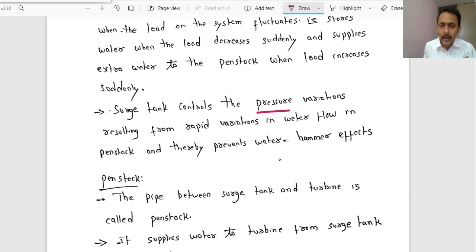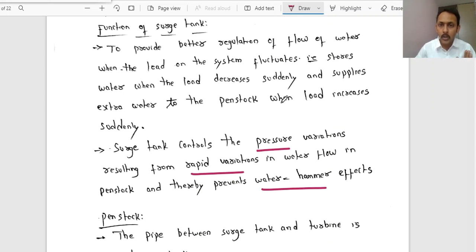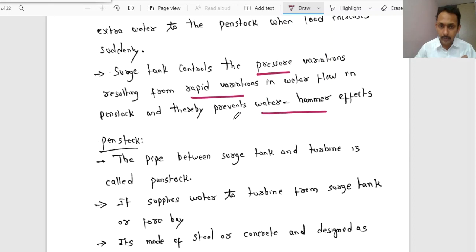It is also going to control the pressure variations in the water which result because of the rapid variations in the water flow, and thereby it is going to prevent the water hammer effects. So the purpose of the surge tank is to store the water when the load decreases, or to supply extra water to the penstock when the load increases suddenly, and also to control the pressure variations in the water.